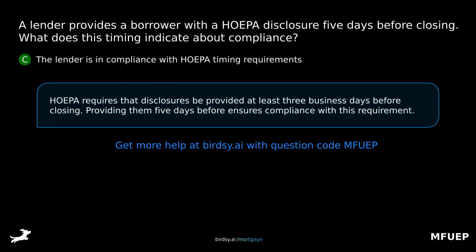HOEPA requires that disclosures be provided at least 3 business days before closing. Providing them 5 days before ensures compliance with this requirement.